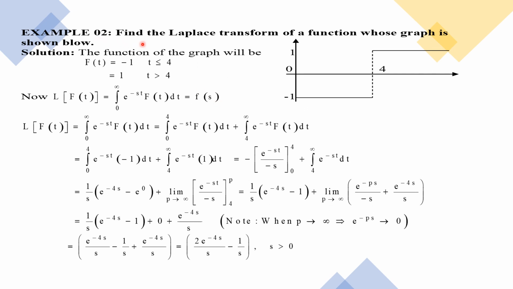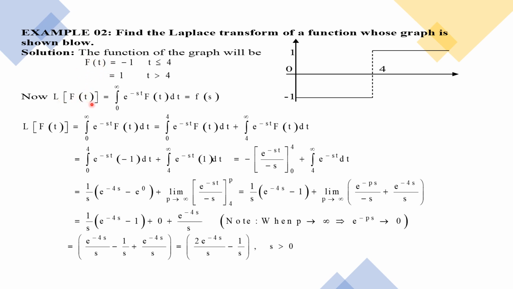Now find the Laplace transform of the function whose graph is shown. You can see that from 0 to 4 this function is equal to minus 1, considering the horizontal axis t and the vertical axis f of t. So if t is less than or equal to 4, this function gives -1. If t is greater than 4, this function is equal to 1.